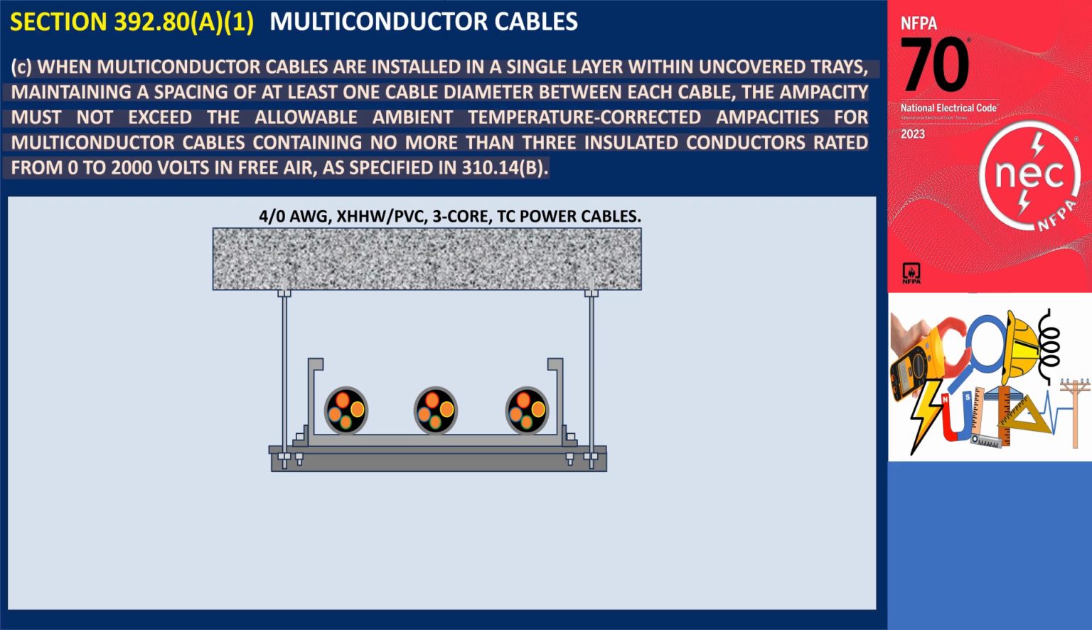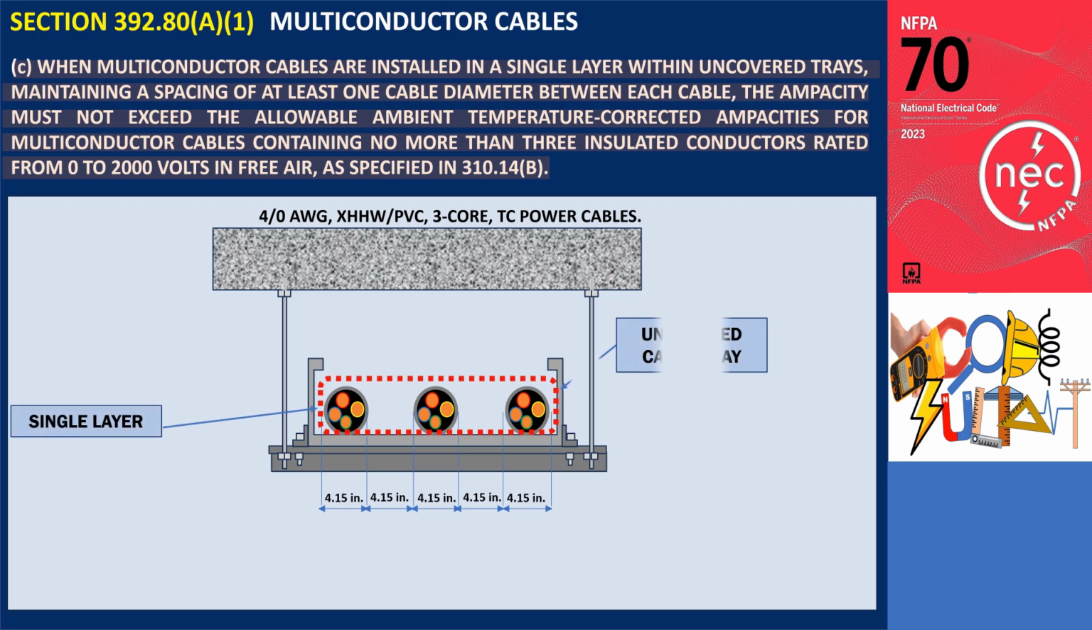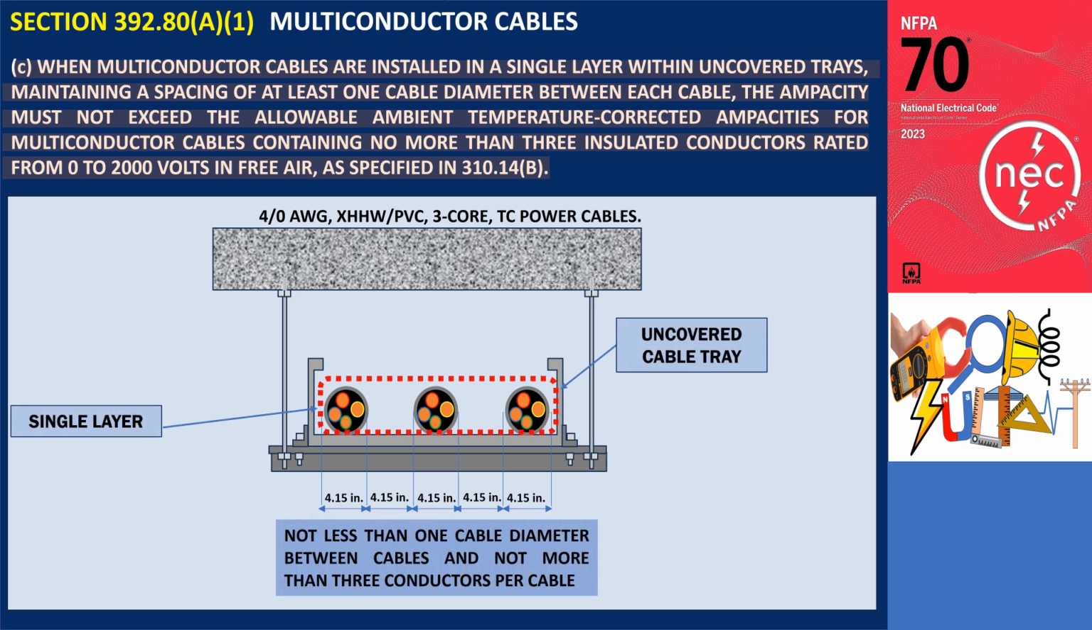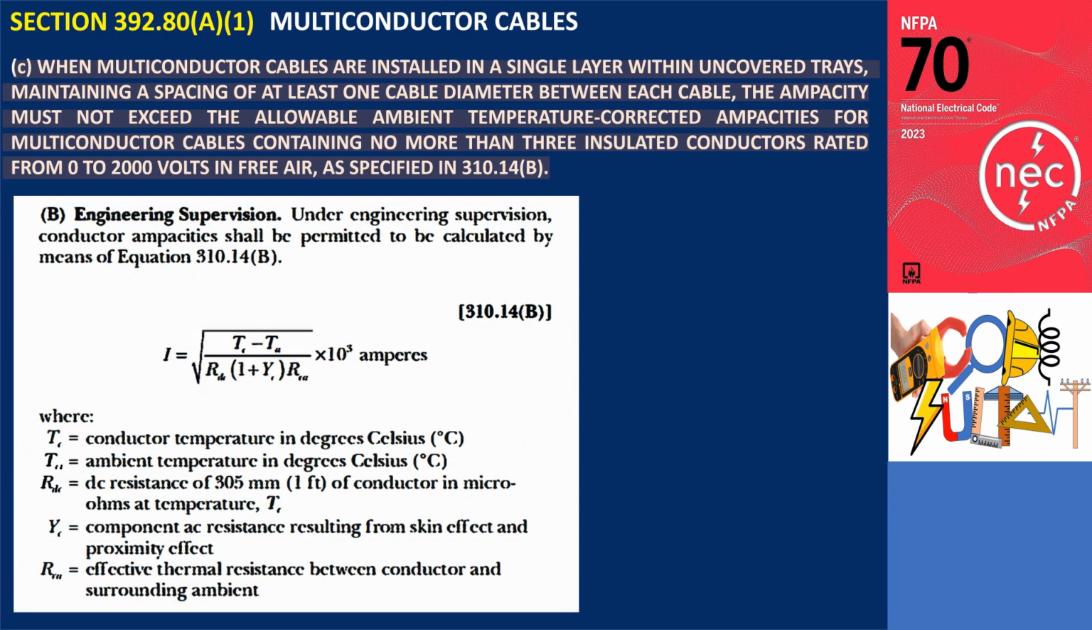The nominal diameter of the 4/0 AWG cable is 4.518 inches. According to subsection 392.80(A)(1)(c), these multiconductor cables are installed in a single layer within uncovered trays, ensuring a spacing of at least 1 cable diameter between them. In this scenario, the ampacity can be calculated using the Neher-McGrath method under engineering supervision, as outlined in 310.14(B).